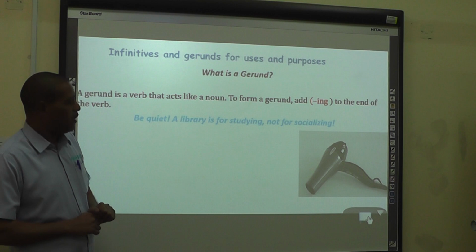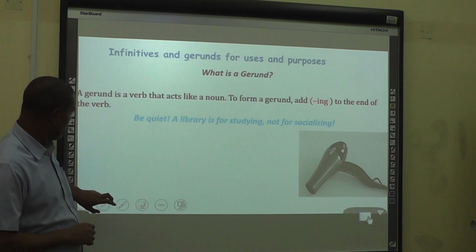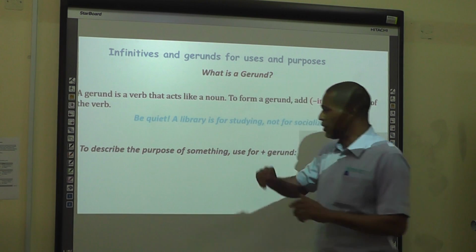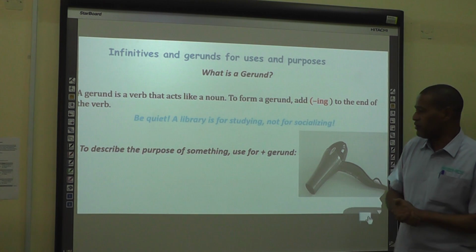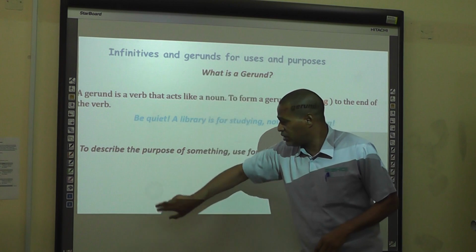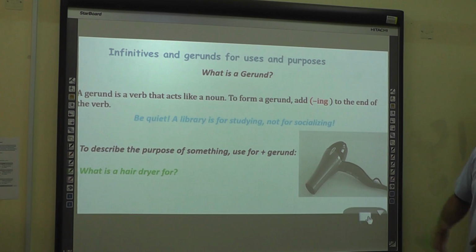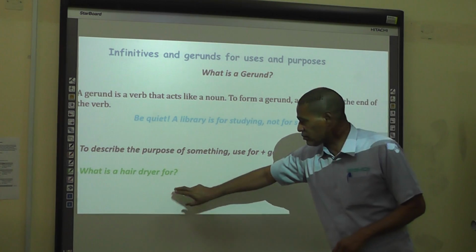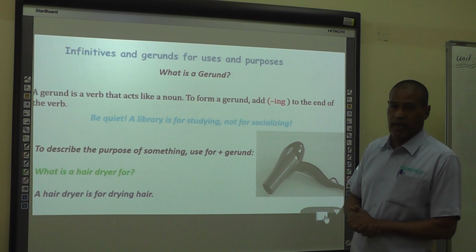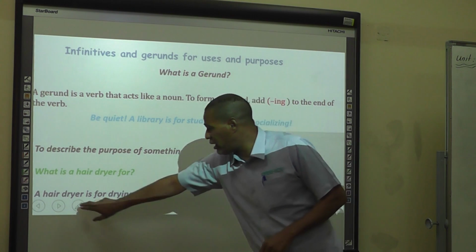Here, in this photo, we have a hair dryer. So the question is, to describe the purpose of something, as we say here, we use for plus the gerund. And here we have this question. What is a hair dryer for? A hair dryer is for drying hair.